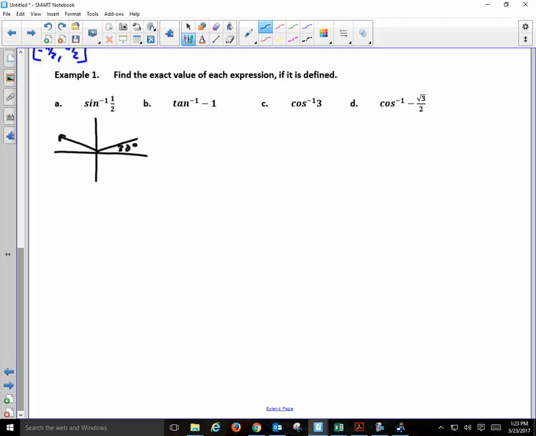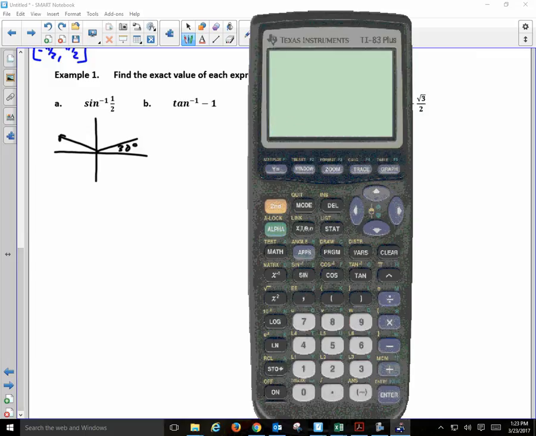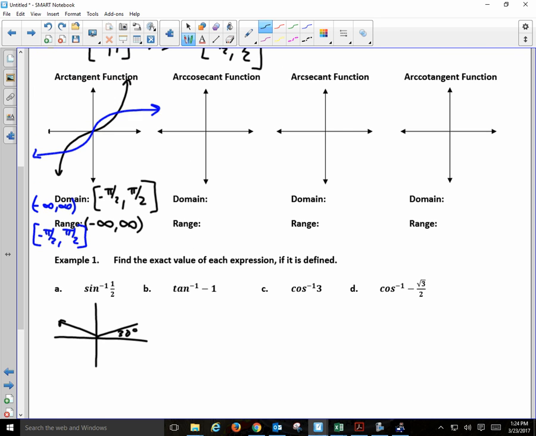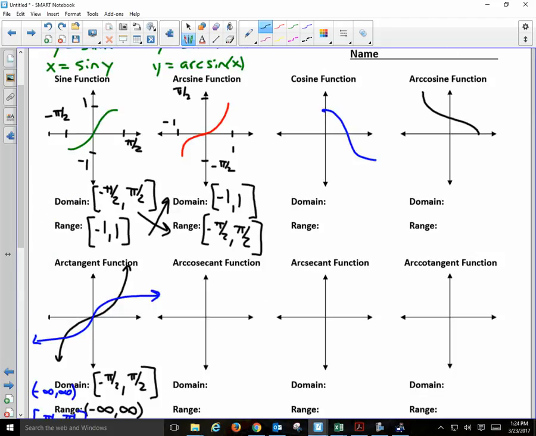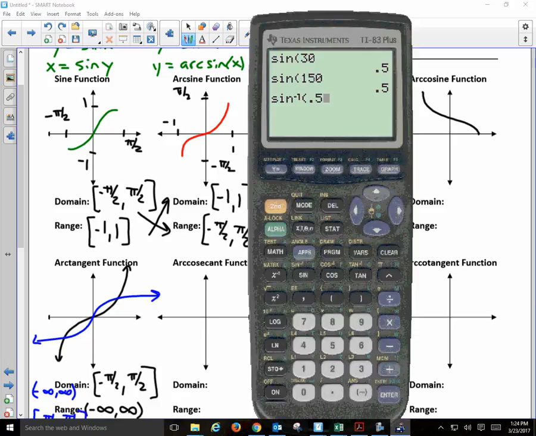But it works out that 150 degrees also gives you 1/2. For example, watch. If I go sine of 30 degrees, I get 1/2. If I go sine of 150 degrees, I get 1/2. But if I do sine inverse of 0.5, is it going to give me the 30 or the 150? It's going to give me the 30 because it spits out values between negative 90 and positive 90. So that's why it gives you the 30-degree angle and not the 150-degree angle. You all good with that?